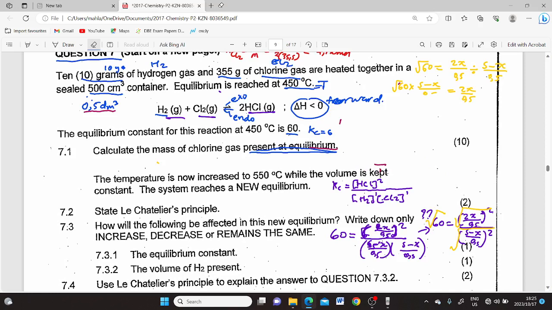Right, now if we multiply throughout by 0,5 here, it's going to move out. So now it means we'll have square root of 60 into 5 minus x equals to 2x. Then what can we do here?